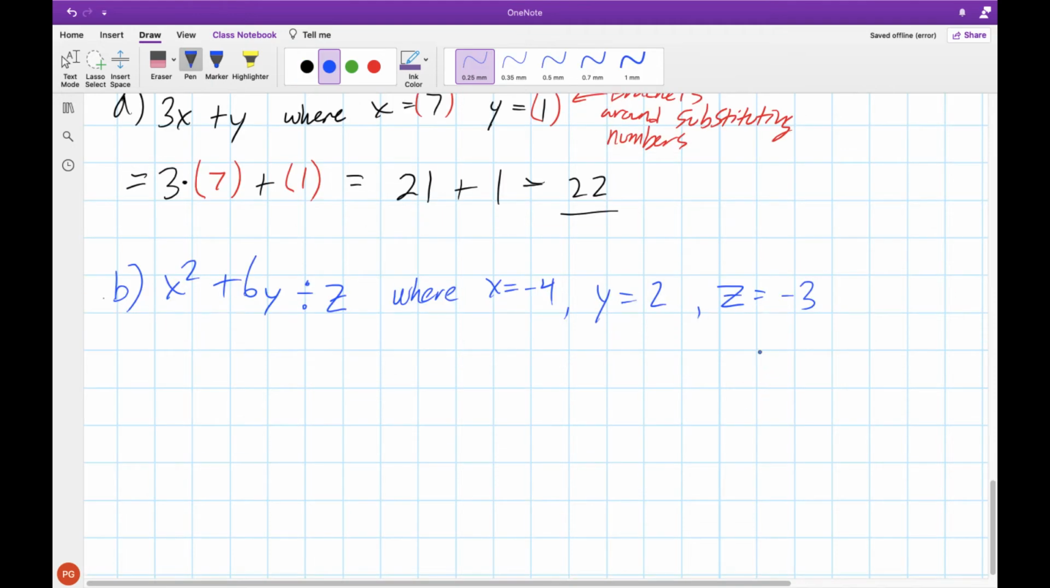How about something a little bit harder? We've got x squared plus 6y divided by z, and we're told the values for each of our variables. Just like before, I always like putting these brackets around here to remind me that when I plug these in, I should be plugging them in with brackets.